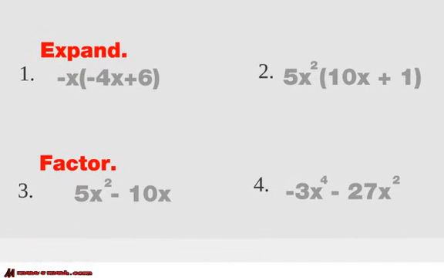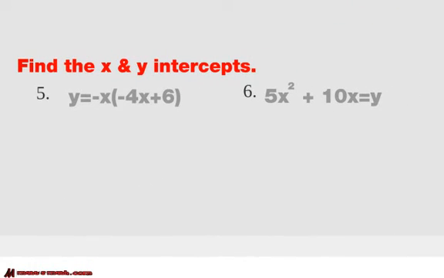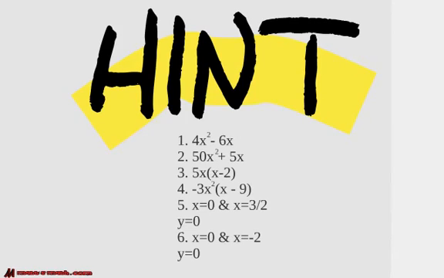Okay, why don't you do these on your own? Work with expanding them and then work with factoring them. All right, now I want you to find the x and y-intercepts for both of these. Remember how to find the y-intercepts? x has to be 0. For y-intercepts, x has to be 0. For x-intercepts, y has to be 0. All right, here are your answers.